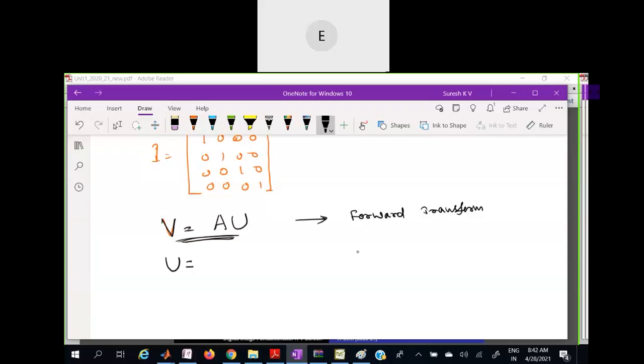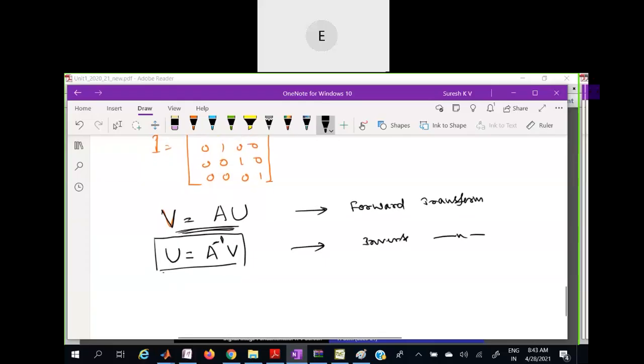A inverse into V. Yes, I have already shown this. A inverse into V, correct. Okay. So, if I want to do the inverse transform, I need to do this. That means I need to find the inverse of the matrix. Okay. Now, there is a catch here.